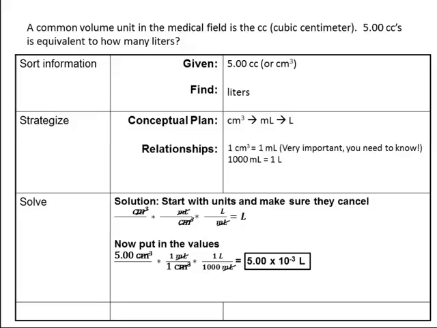Right? So that would be our final answer. Now let's check that. Does it make sense? Well, if I start with 5 cc's, which is roughly 5 milliliters, yeah, milliliters is a lot smaller than a liter, so I'd have fewer liters than I would milliliters.